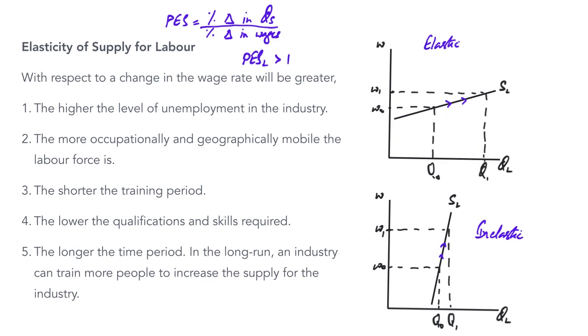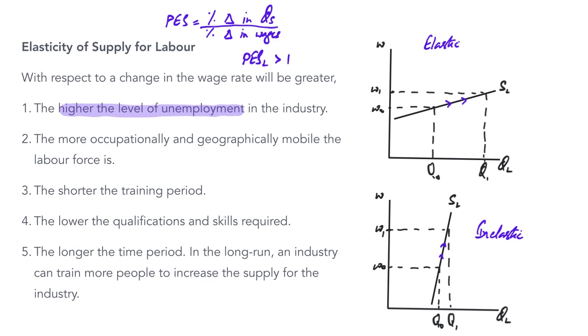Number one, why? Because there is a high level of unemployment. If there is a high level of unemployment, a small wage rate can bring many workers to come and say, I want the job, I want to work. So if unemployment is low, then supply becomes inelastic. When unemployment is high, supply becomes elastic.